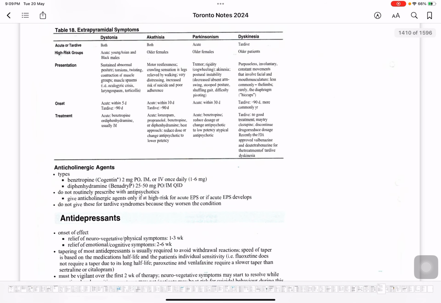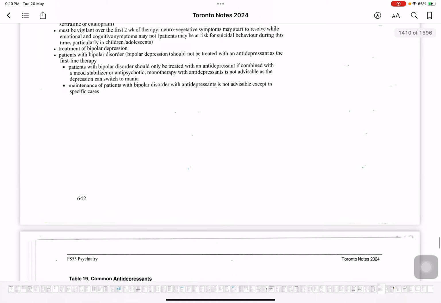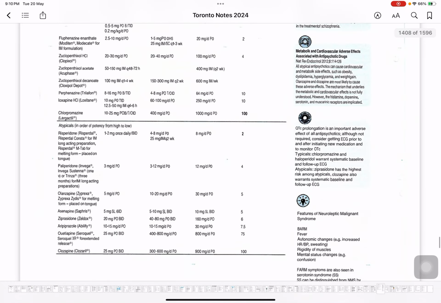For tardive, the treatment is valbenazine or deutetrabenazine, or you may also try clozapine, but you don't have to give anticholinergics like benztropine or diphenhydramine like you were giving in dystonia, akathisia, and also in Parkinsonism, right? But in akathisia, you have other options like propranolol, diphenhydramine, lorazepam, benztropine. Now, so that finishes up antipsychotics. I hope I have not left any boxes here.